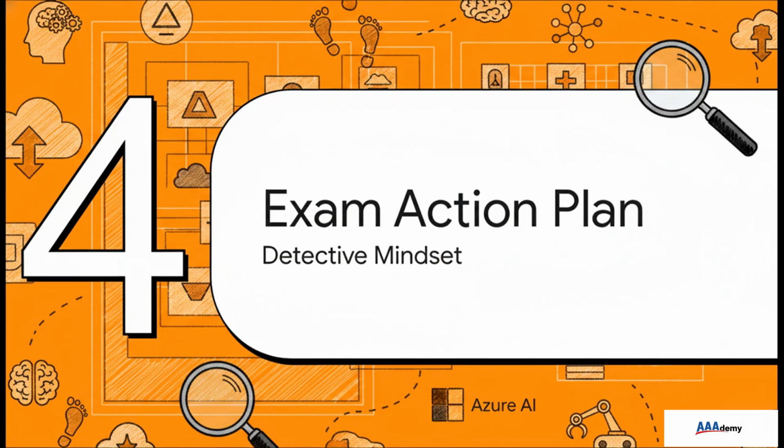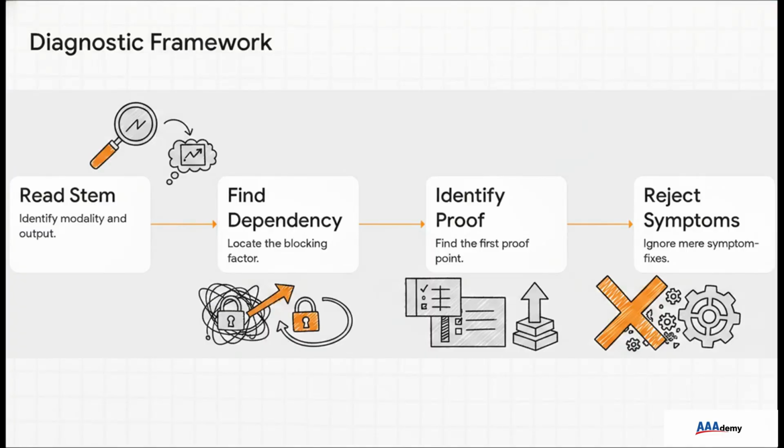And finally, Section 4, your exam action plan, putting the detective mindset to work. Here is your test day game plan. This is the exact chronological diagnostic framework you need to execute. Step 1, read the stem specifically hunting for the input modality and the required output contract. Step 2, find the operational dependency.